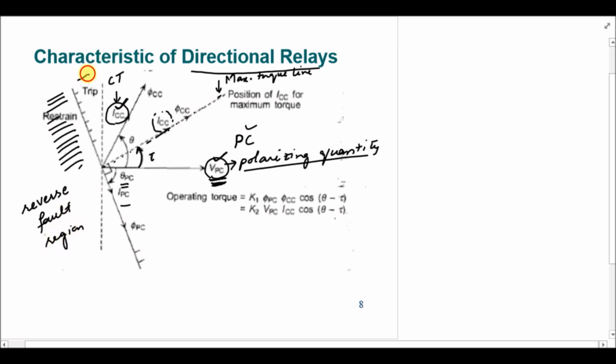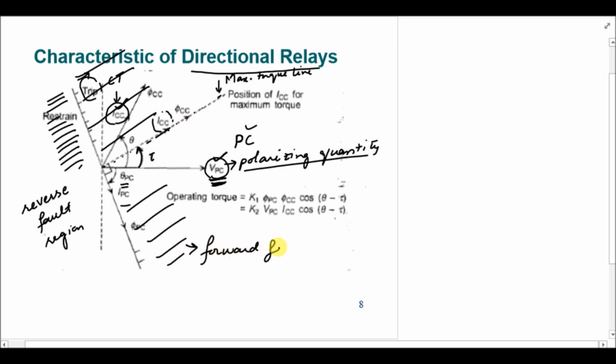The other one is the trip region, which is this one. So this is defining the forward fault region, which is within the zone of the directional relay, right? So this is the basic characteristic diagram of the directional relay, or you can also call it the phasor diagram of the directional relay.